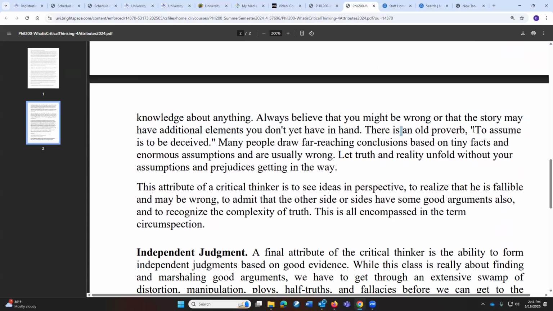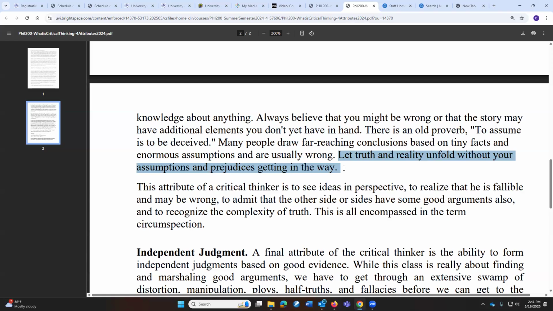There's an old proverb: to assume is to be deceived. Our assumptions can lead us to incorrect conclusions. Many people draw far-reaching conclusions based on tiny facts. That's not very helpful at all. And enormous assumptions are usually wrong. Let truth and reality unfold without your assumptions and prejudices getting in the way.